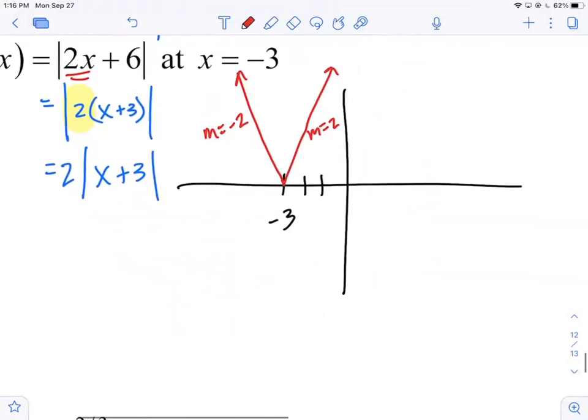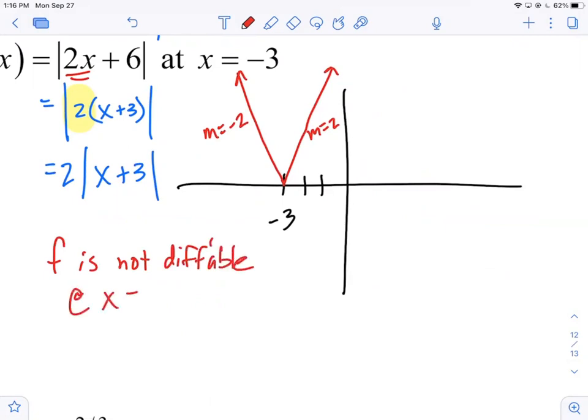We could say that right here, f is not differentiable or locally linear, at x equals -3. Okay. Is it because the graph has a sharp turn or a cusp there? No, it's because -2 does not equal 2.